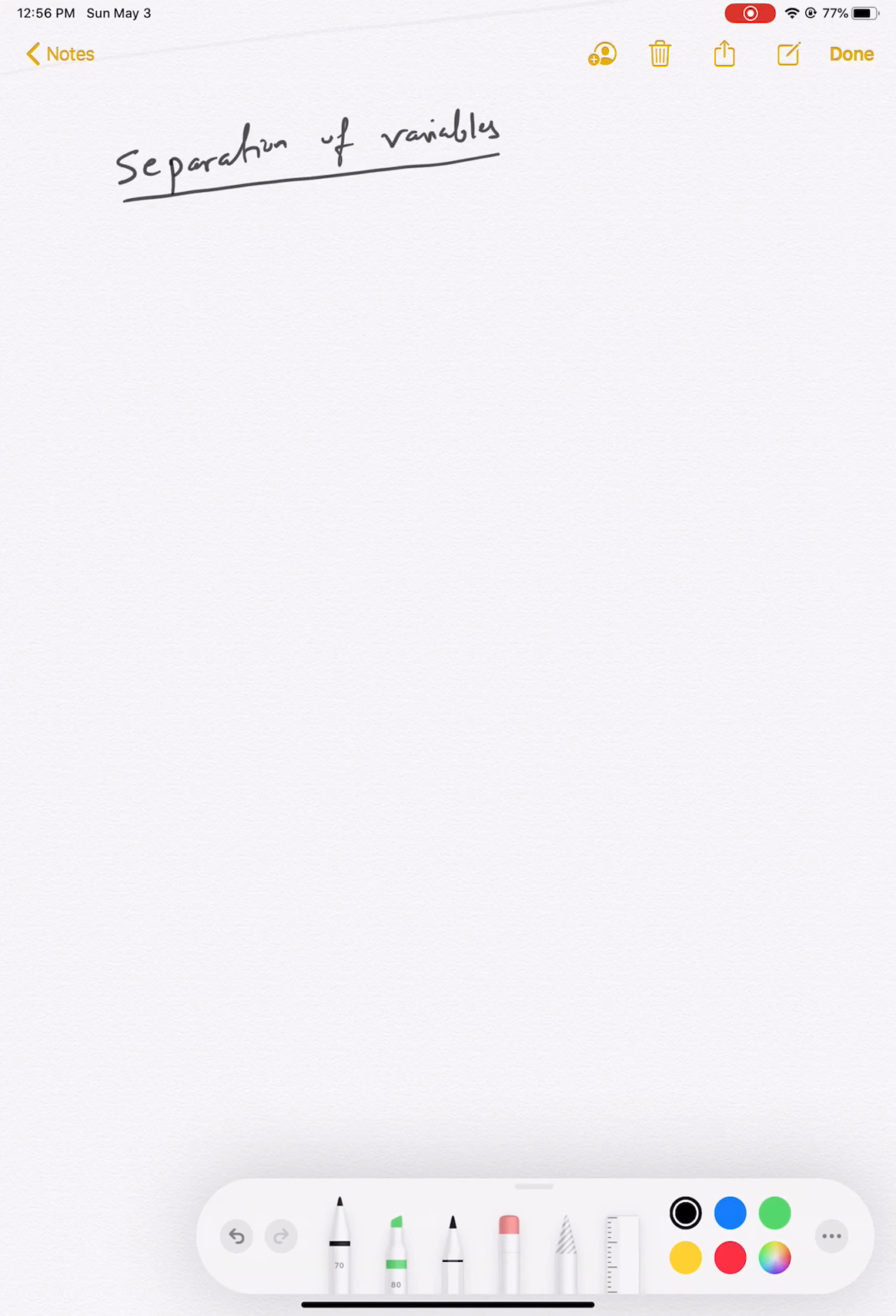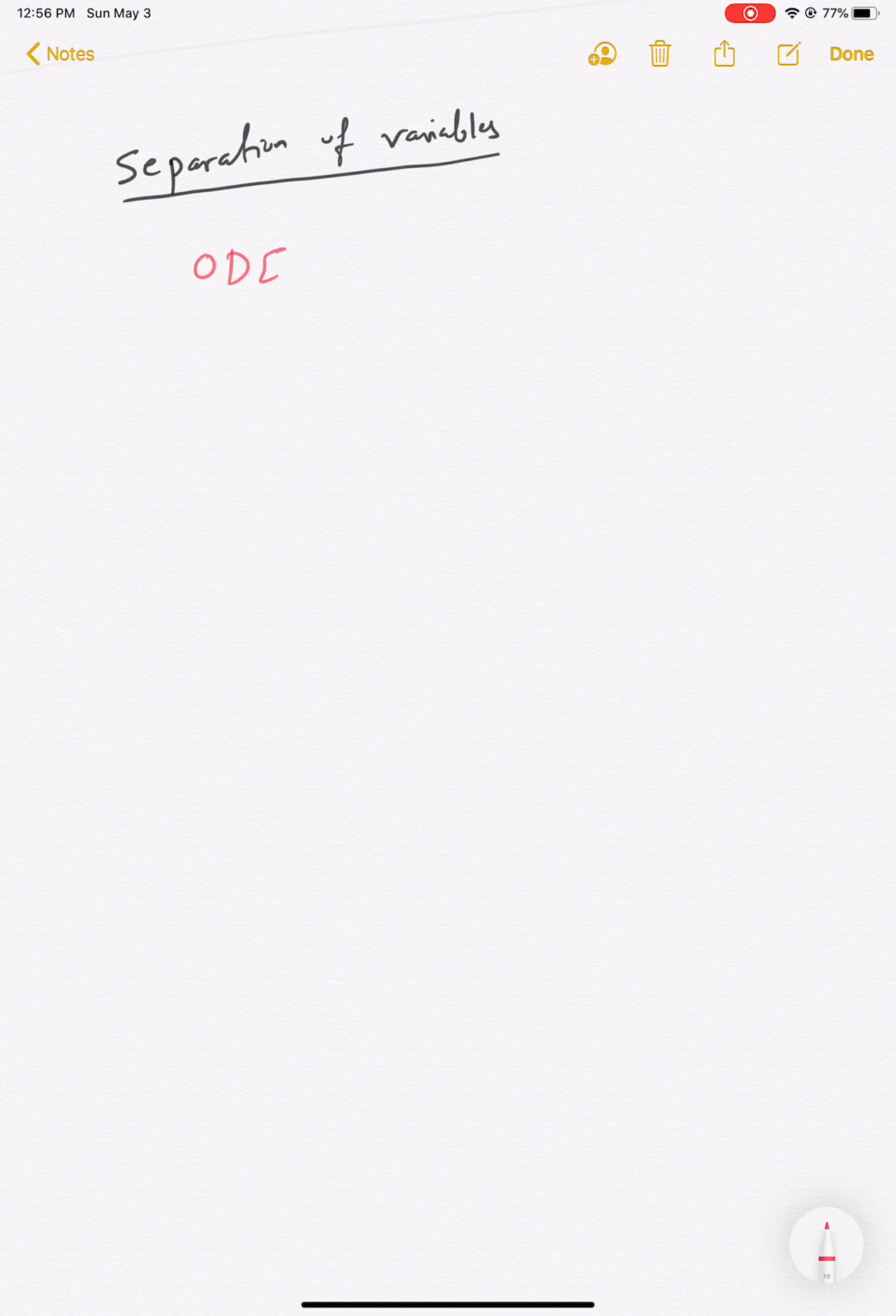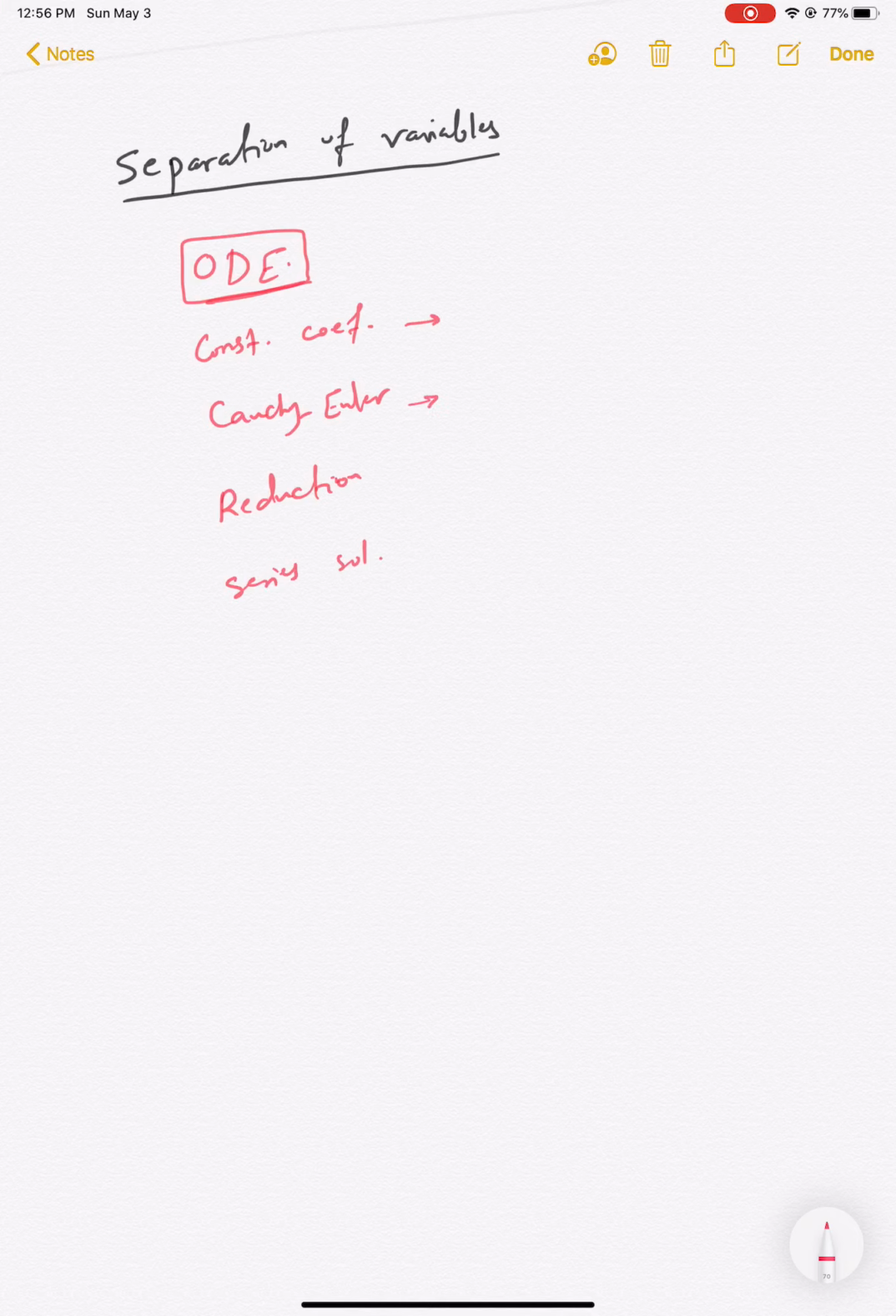So what do we mean by separation of variables? Before starting, I think we need to go back a little to ordinary differential equations. We are trying to connect everything together so you have one full picture in your mind. In that course, after doing the first order differential equations, we started the second order differential equations. Then we did the constant coefficients equations, the Cauchy-Euler equations, the reduction of order, the series solutions. We did all of these. Of course, in the middle, we did Laplace, but Laplace is something else.